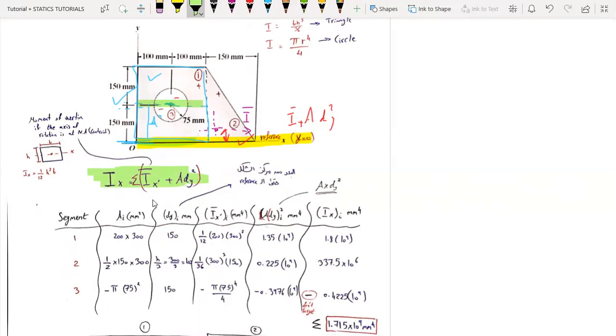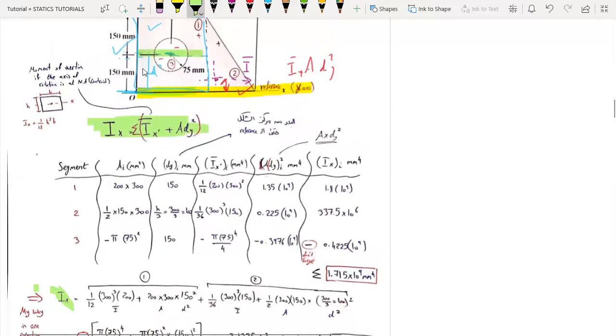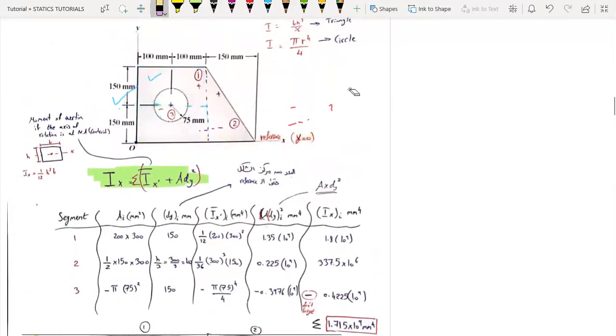Now we can construct our table, but I always prefer to find Ix in one equation, because it takes less time, less error, and fewer calculations. It's up to you. So our segments are segment 1, segment 2, and segment 3. Here is segment 1. The area of it will be 200 multiplied by 300. dy will be the distance from this axis to this axis, because we are calculating Ix, which is the vertical distance, 150.